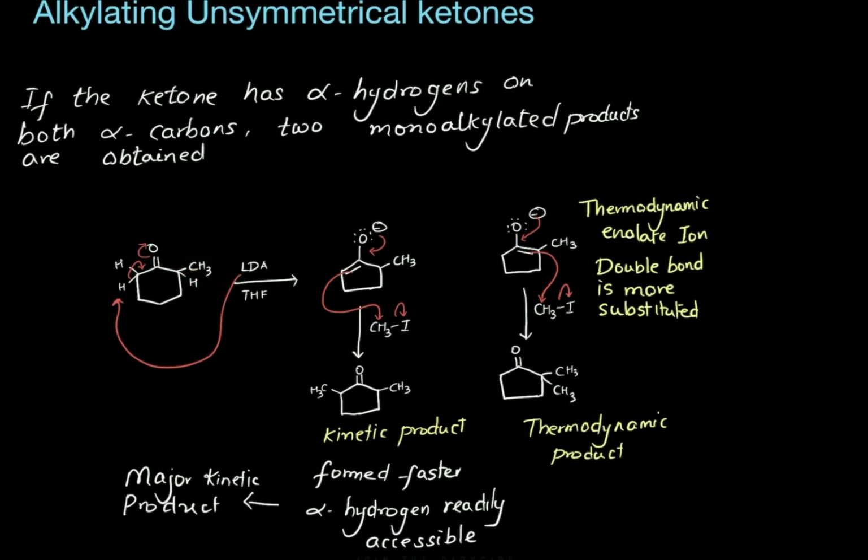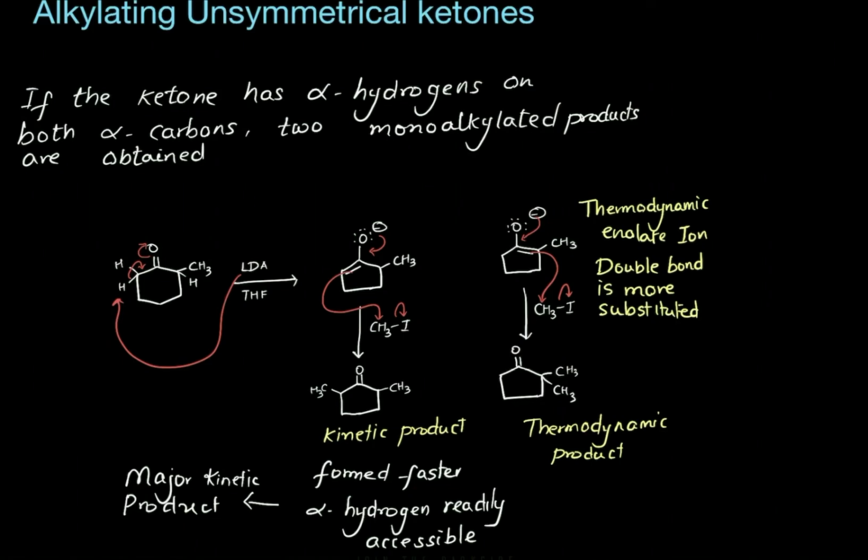Again, for any product to be a kinetic product, it has to occur super fast. So when the LDA comes and abstracts this hydrogen, these electrons are going to hop in here, and that's going to push the electrons onto oxygen, forming the enolate ion. So here is the enolate ion. Once this enolate ion is formed, which is really fast, it's going to react with the alkyl halide. And this product is formed, which is a kinetic product.